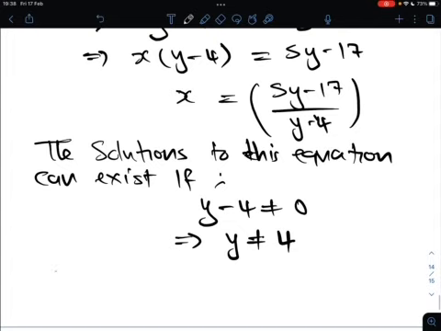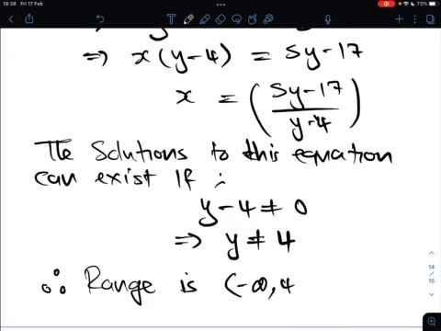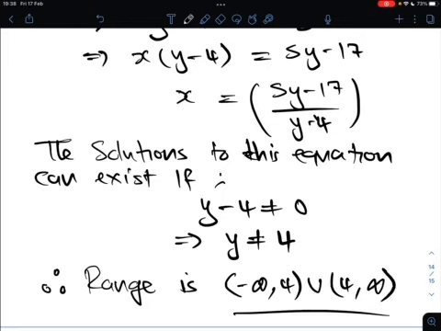So therefore, what is the range here? The range in this case is simply everything excluding 4. So it's negative infinity to 4, then we skip 4, then we go from 4 to infinity. So this provides us with the range of this function, you see. So yeah, that's it with finding the range. You can apply this technique to any function, and you can always get the range that you're looking for.